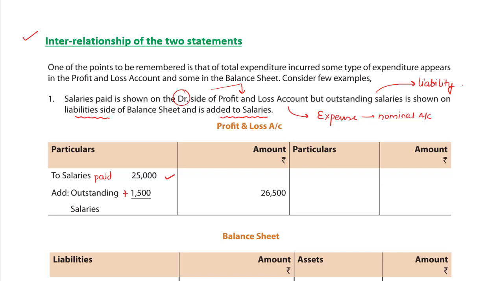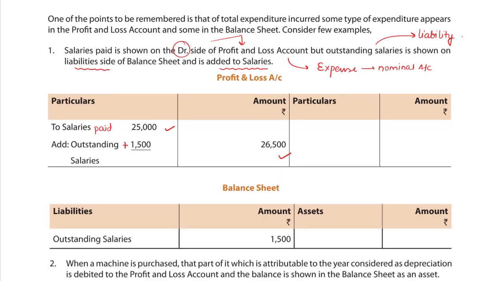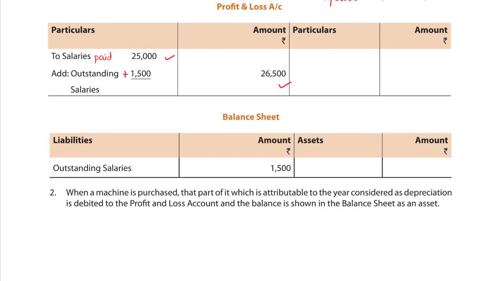That should not be taken into consideration, but this outstanding salary expense is of this year only, so this 1500 will be a part of the income statement and added to the salary, making it 26,500 in the outer column. Now this 1500 is a liability which needs to be paid, so in the balance sheet outstanding salary will be shown on the liability side.